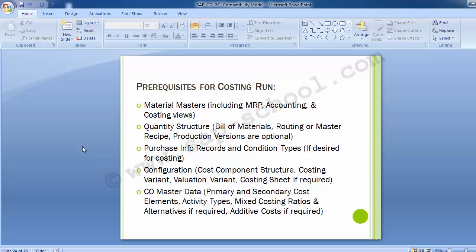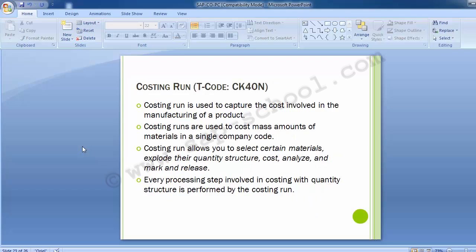So during the annual or monthly costing process, materials are costed in a costing run. There is a certain transaction in the SAP system for costing run. As you can see on the screen, I have written that the transaction code is CK40N. This is the transaction to execute the costing run in the SAP system. Let me show you a preview on the SAP screen, which will give you better clarification with respect to the costing run.